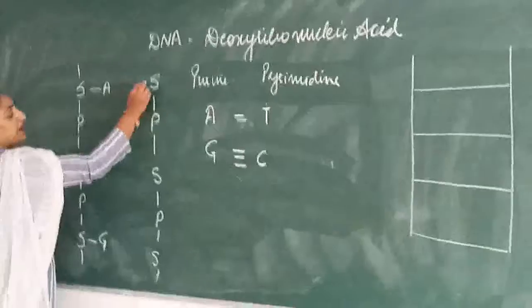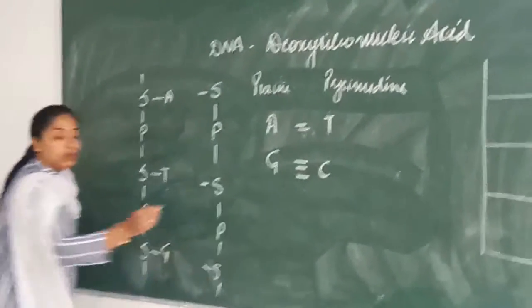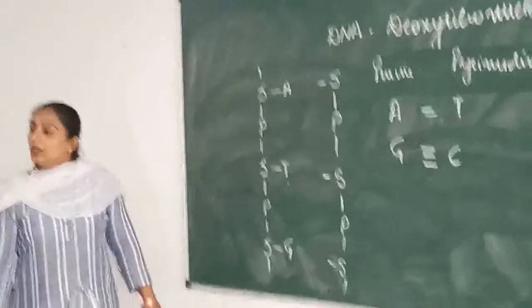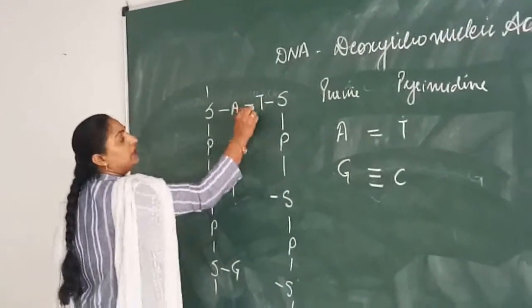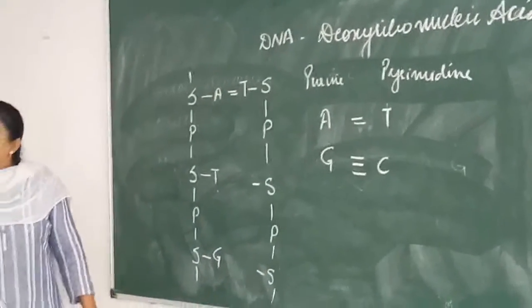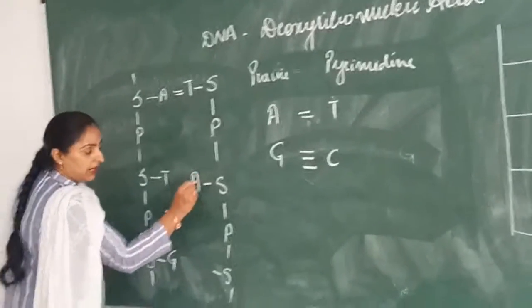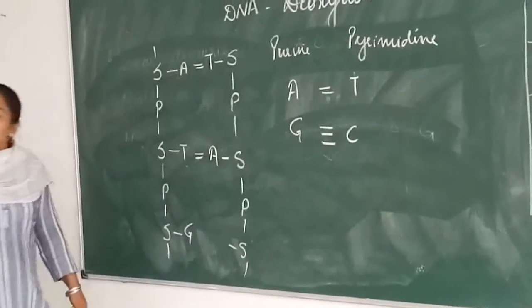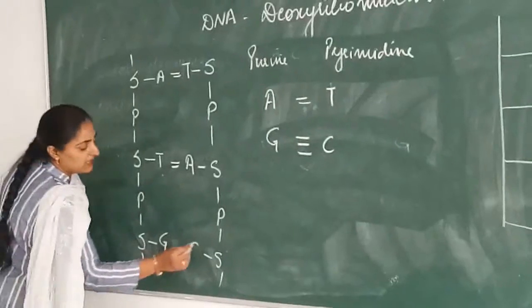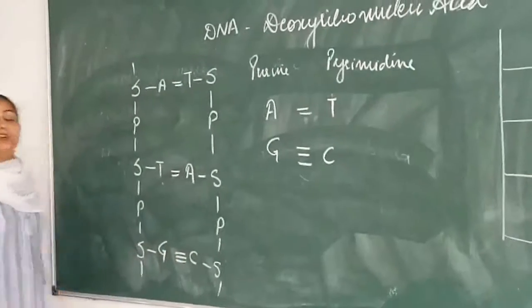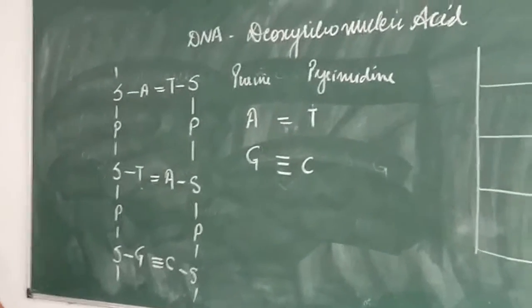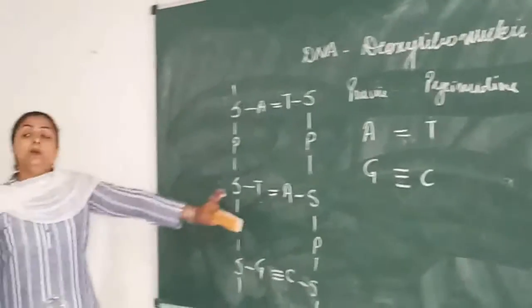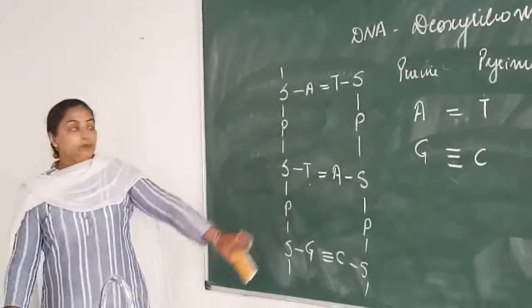Again, the nitrogenous bases will join with the sugar molecules only. A always pairs with T, so here will be T with 2 hydrogen bonds with A. Here will be A with 2 hydrogen bonds with T. Here it will be C with 3 hydrogen bonds with G. Okay? Now moving further, this is simply how the DNA molecule is arranged.